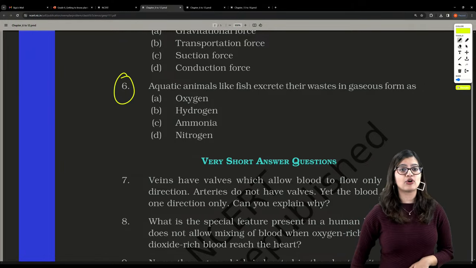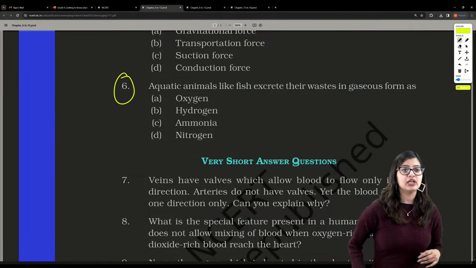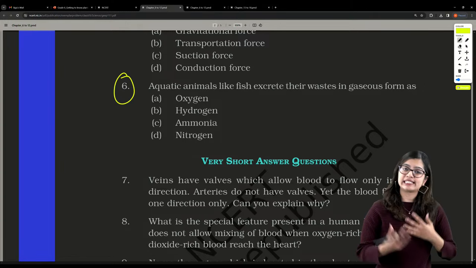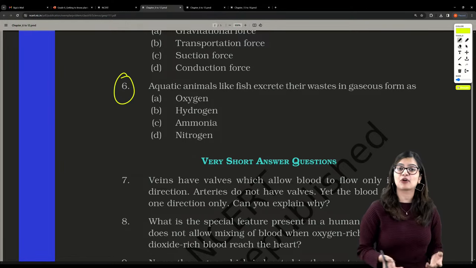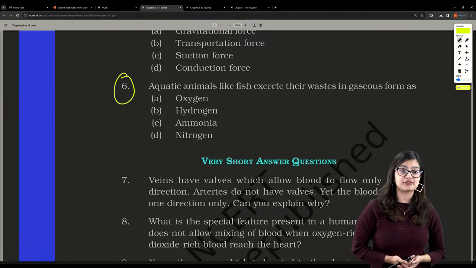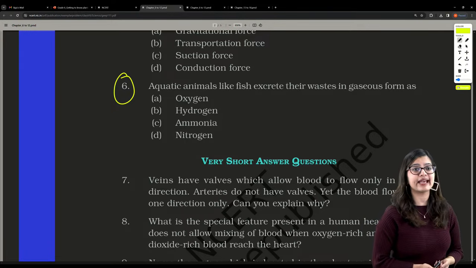Ma'am, is it suction force or suction pull? Both are the same. Trilochan, what is a zygote? A single cell structure formed by reproductive cells. These reproductive cells are called gametes. Yes?